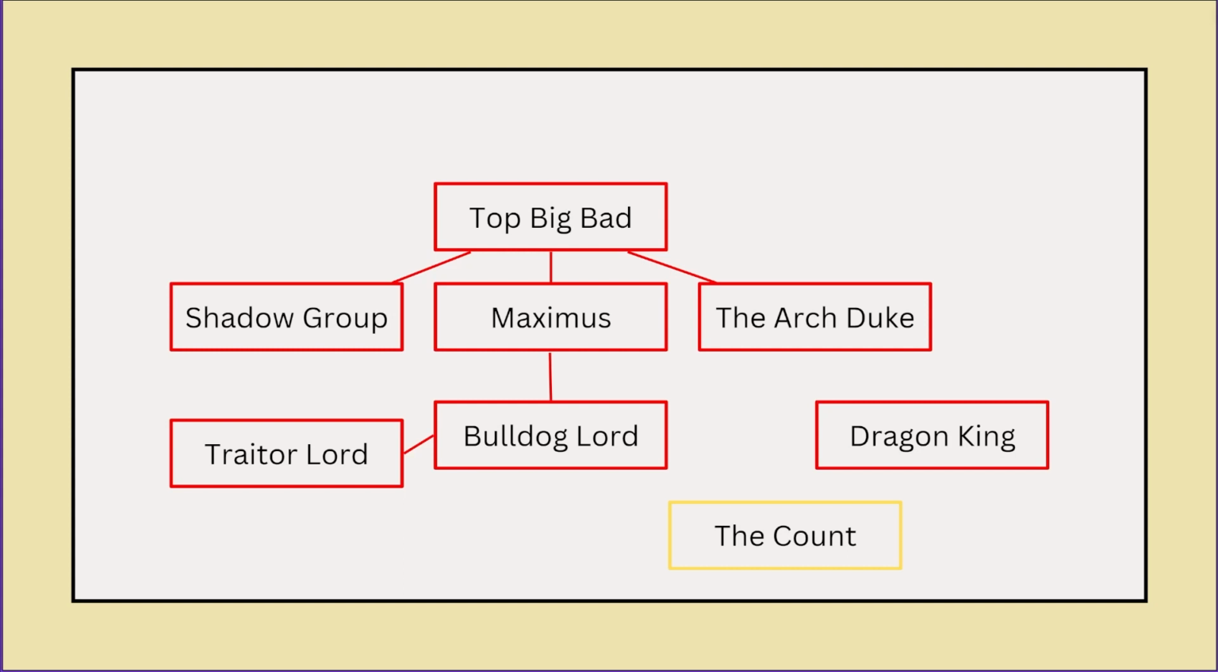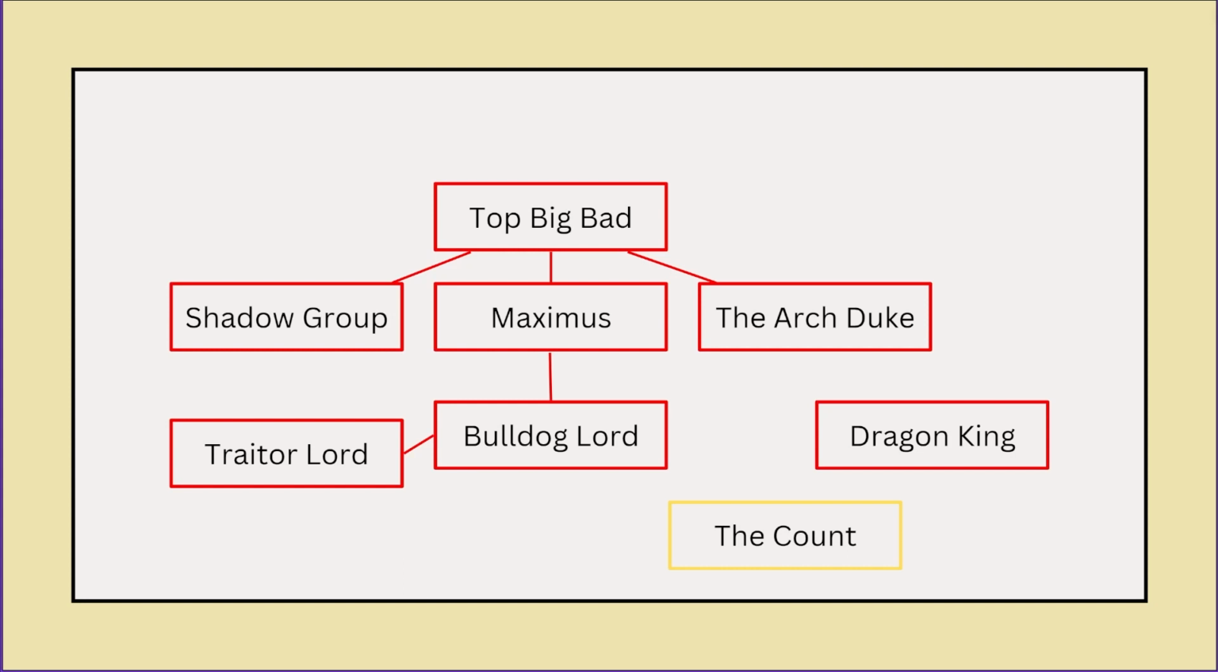Now, you could do this any way that you want. These are just some suggestions. What I would suggest specifically is not having everybody part of the organization, that you have different threats on the outside, things that are not connected. This will give a sense of complexity to your system.